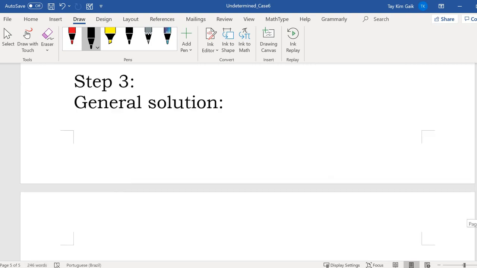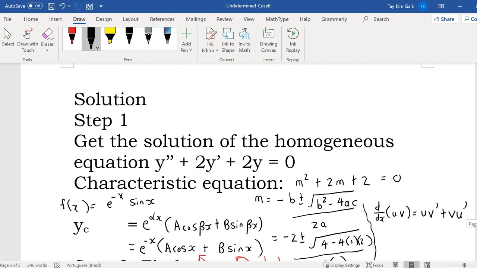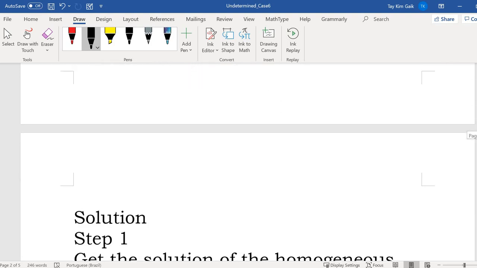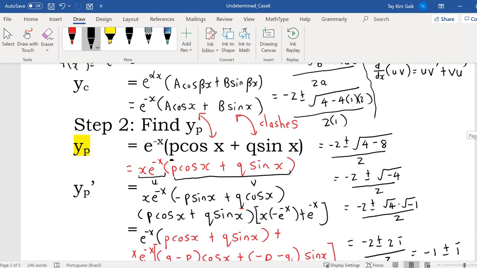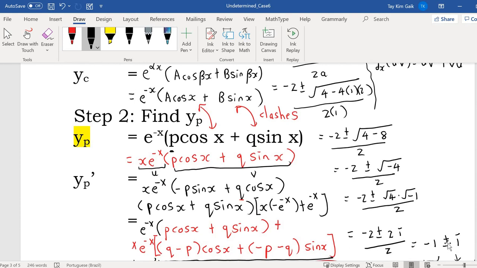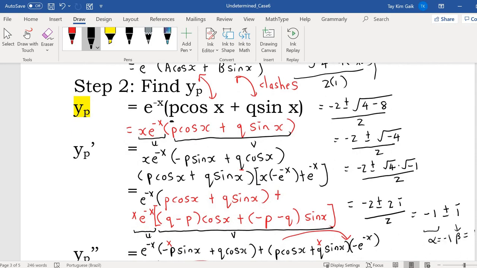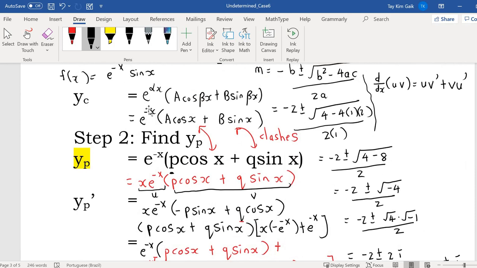So I repeat one more time. This is the case of undetermined coefficients where the right hand side you have the exponential function multiplied with cos beta x or sin beta x. In this case, our yc is exponent negative x, a cos x plus b sin x, because your m is negative 1 plus minus i, where alpha is negative 1, beta is 1.